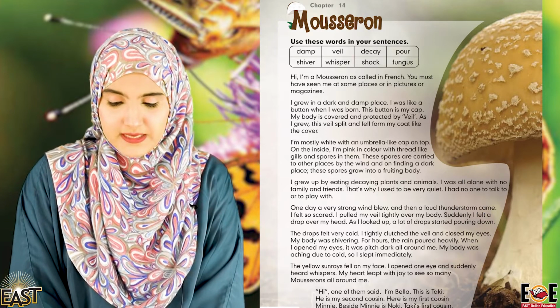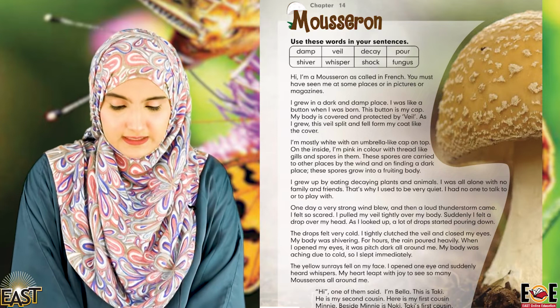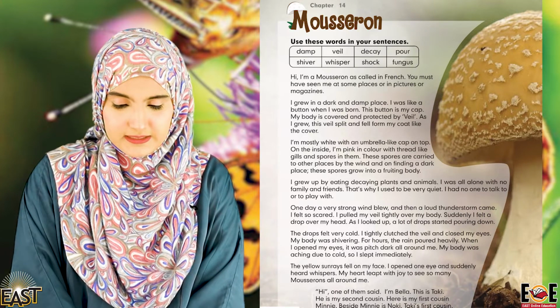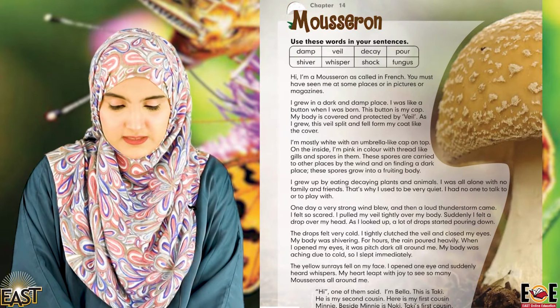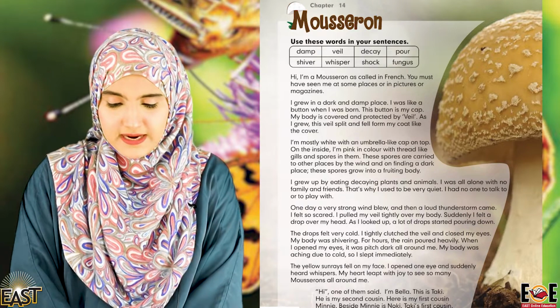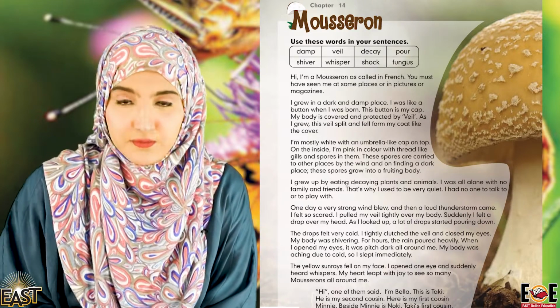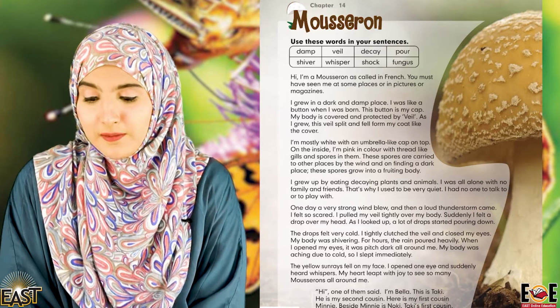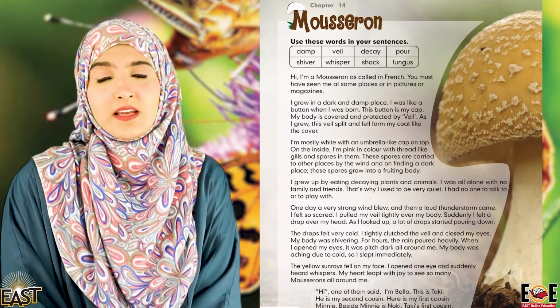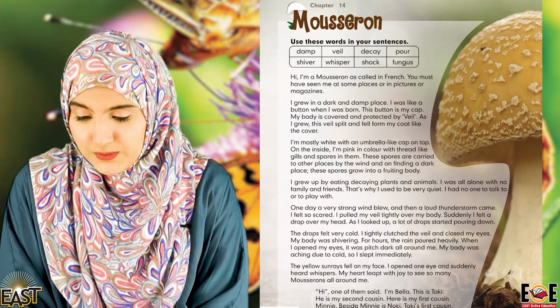Hi, one of them said. I'm Bella. This is Taki. This is my second cousin. Here is my first cousin, Minnie. Being beside Minnie is Noki, Taki's first cousin. Wow! इतने सारे मोसेरॉन्स ने जो पहला मोसेरॉन का उनको सराउंड कर लिया.